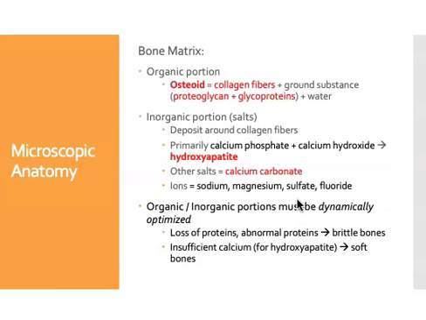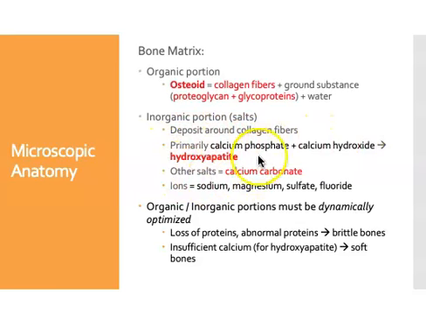Now, the important name for you to remember is this one: hydroxyapatite. Hydroxyapatite is the primary material in this inorganic portion of bone matrix. It's made out of calcium phosphate and calcium hydroxide together. So again, lots of calcium here.